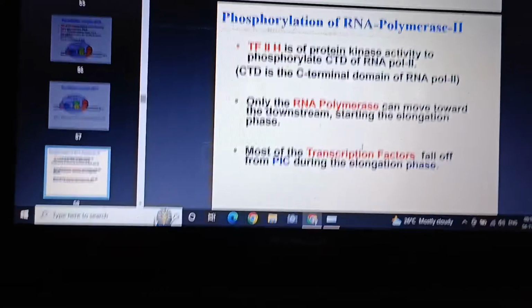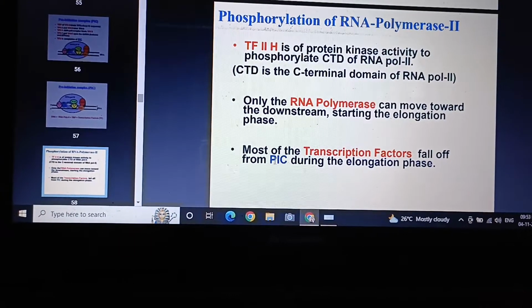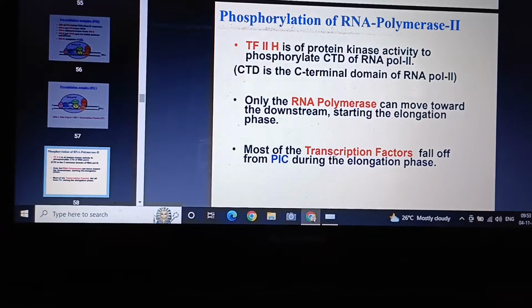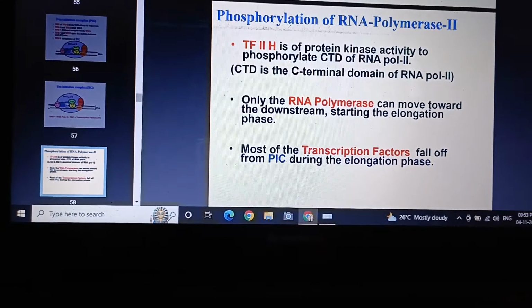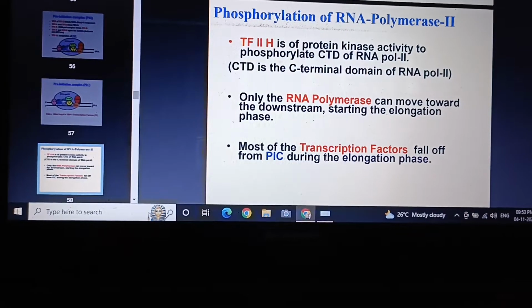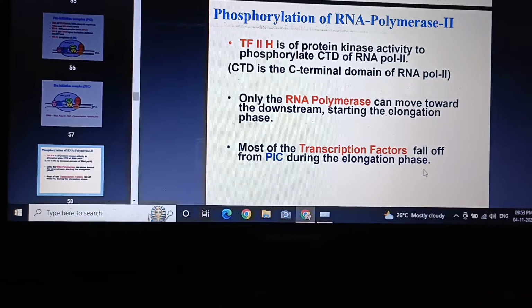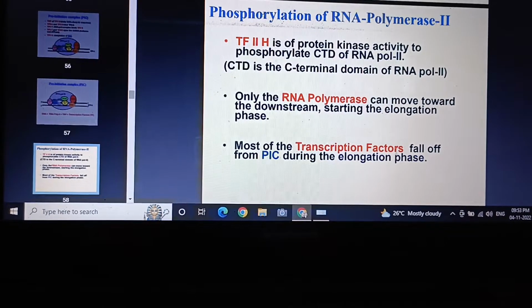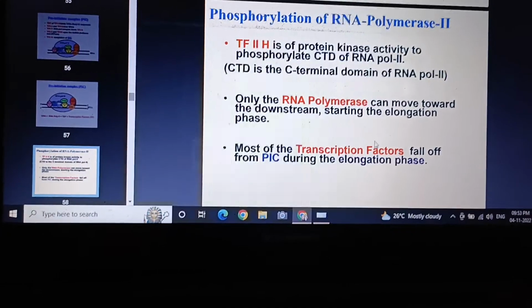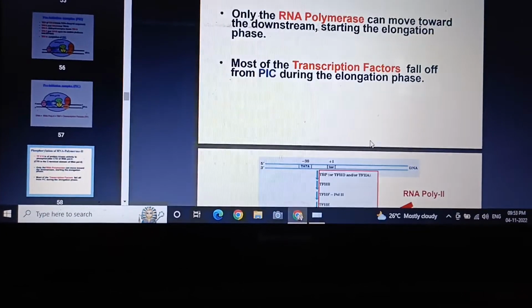The same kind, the pre-initiation complex carries the 6 subunits of transcription factors. So when the elongation process starts, all 6 subunits of transcription factors will automatically fall off and the elongation process will start.